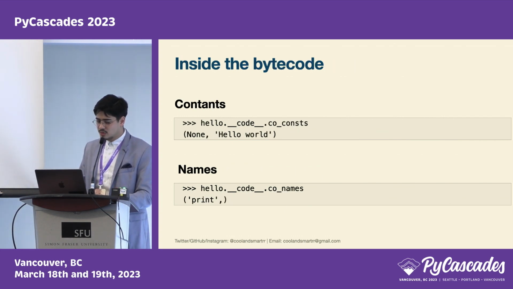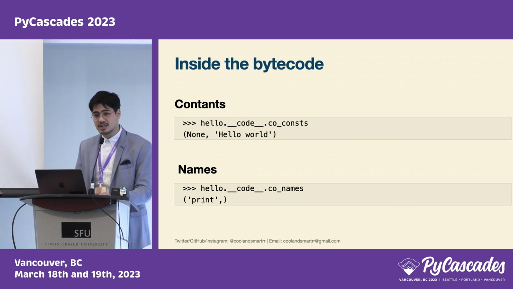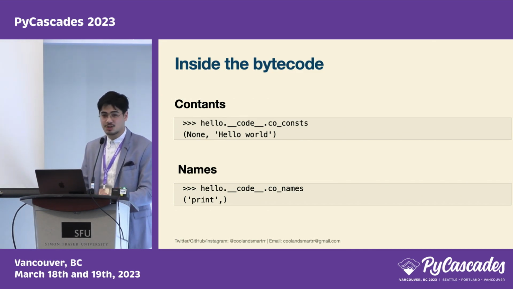Now, there's also more to the code. We have constants. In the Hello World program, we have None, and we have the string Hello World. We also have a thing called names. And the name here is the name of the function print, and that's the only name that's being called in this short program.